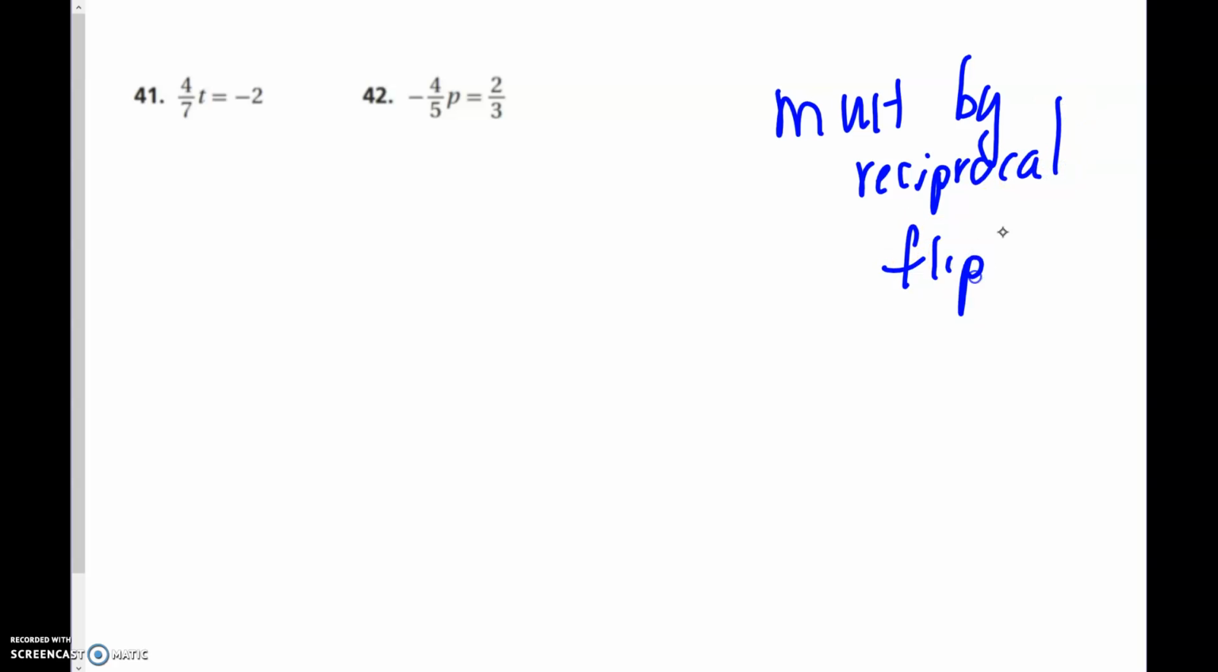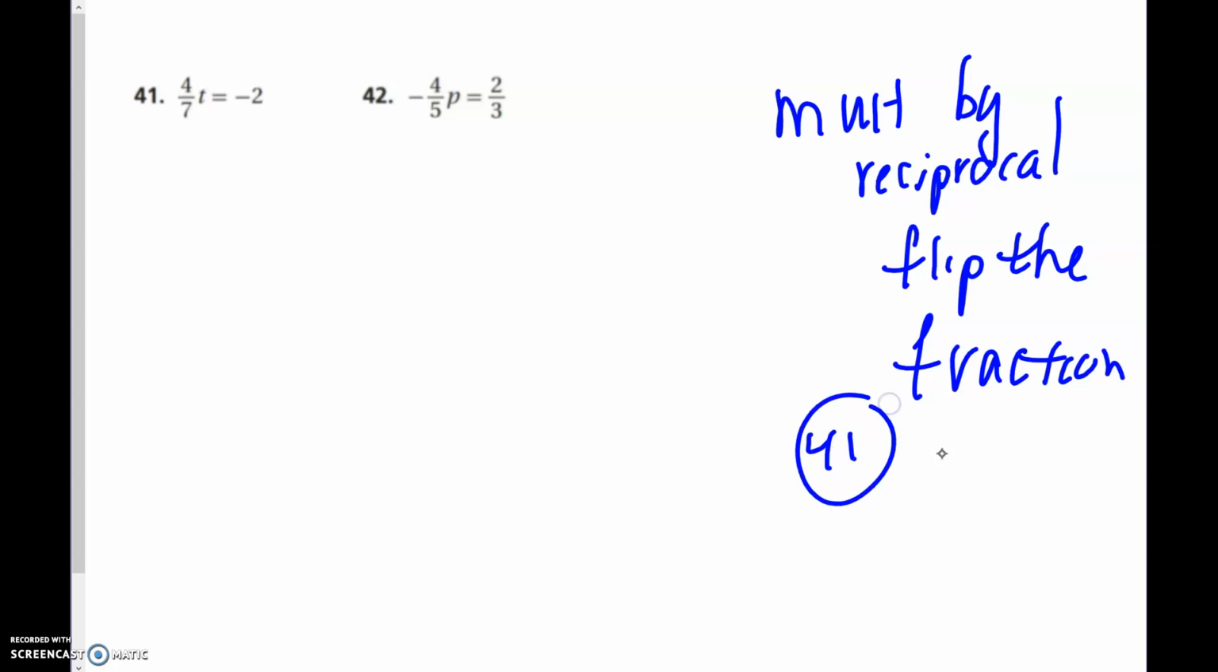All right, the last two here. So remember, when you have a fraction by the letter, you are going to multiply by the reciprocal. Okay, and the reciprocal means you flip the fraction. So the number here in this first one that we're talking about in number 41, this fraction is 4/7. So the reciprocal is going to be 7 over 4. So we're going to multiply both sides by 7 over 4.